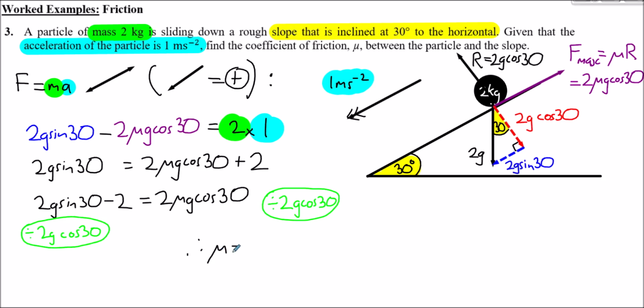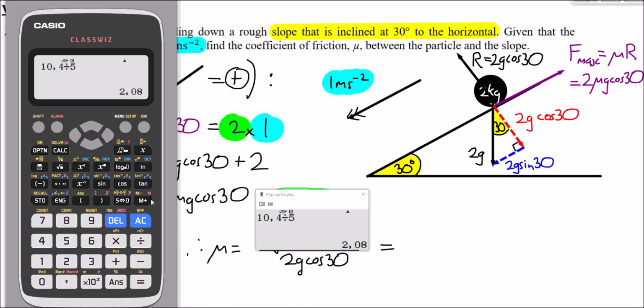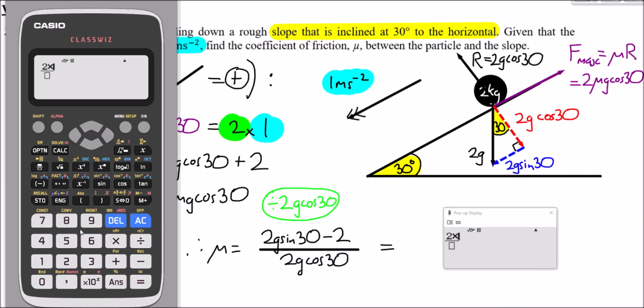So therefore mu, the coefficient of friction, will be 2g sine 30 minus 2, all of that divided by 2g cos 30. So let's see what the calculator tells us. So 2 times g, which is 9.8, multiplied by sine 30, close a bracket, very important, minus 2, all over 2 times 9.8 times cosine of 30. Close brackets, press equals. We get this awkward surd. Press S arrow D to get it to a decimal. We can see here that it's 0.4595, so to 3 significant figures, that's going to give us approximately 0.460.